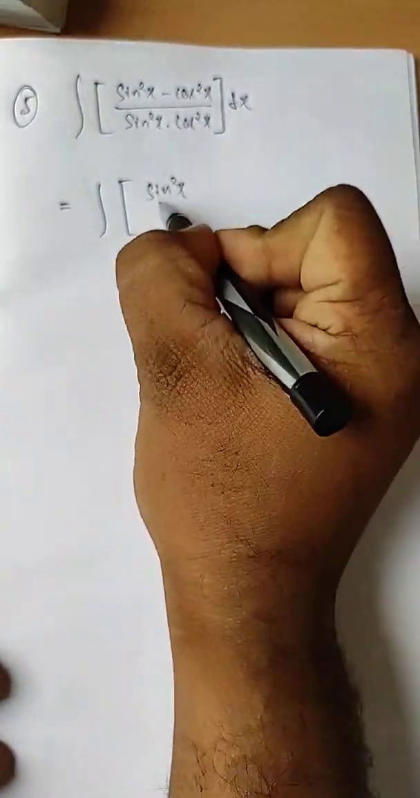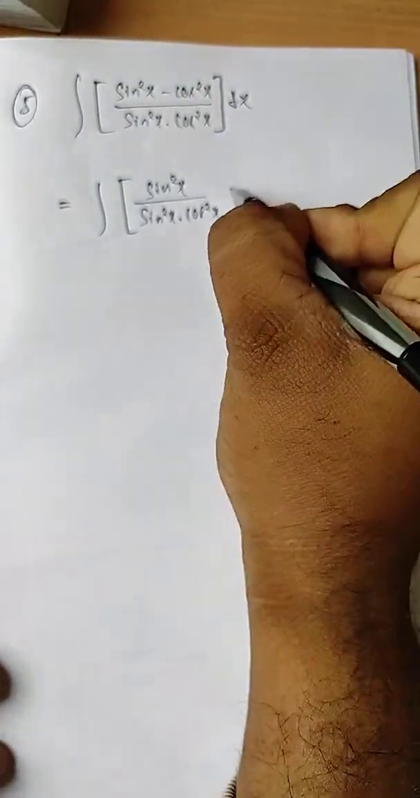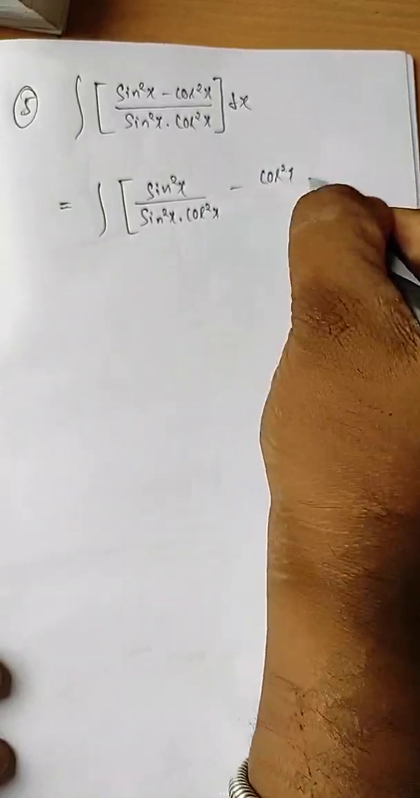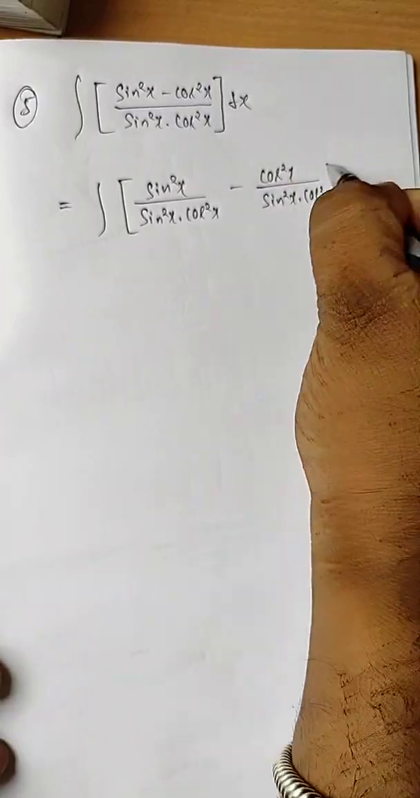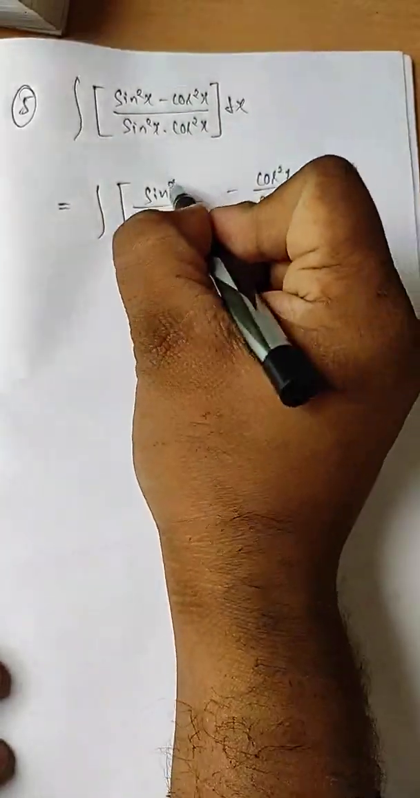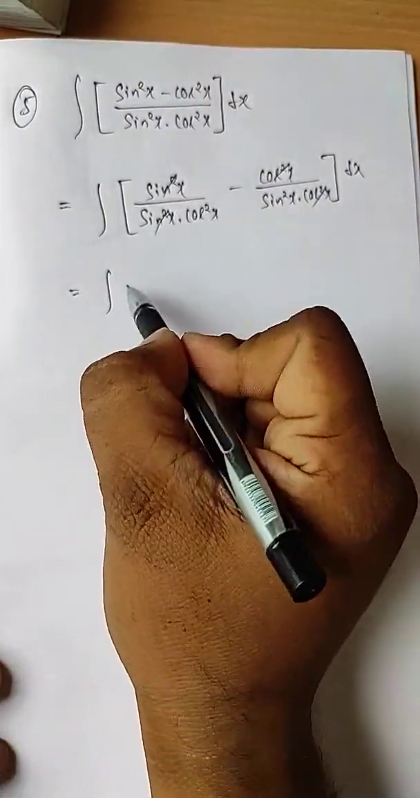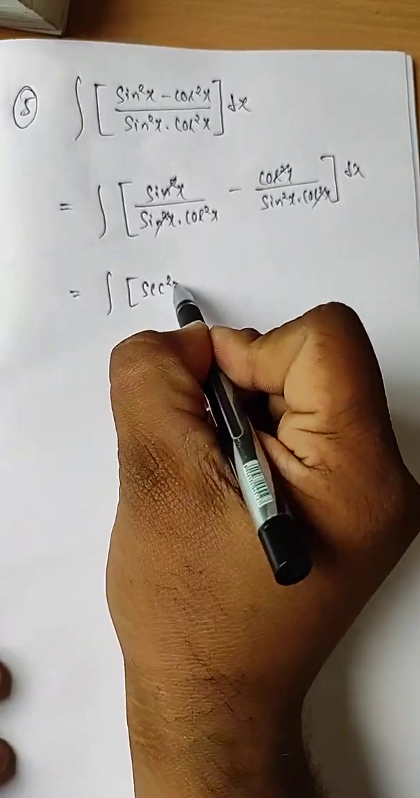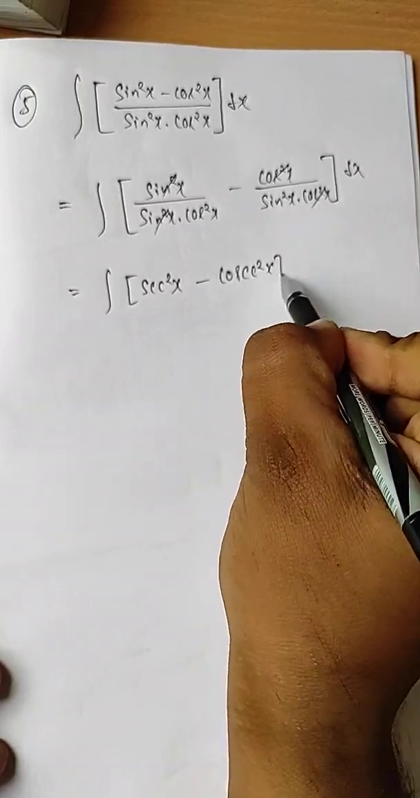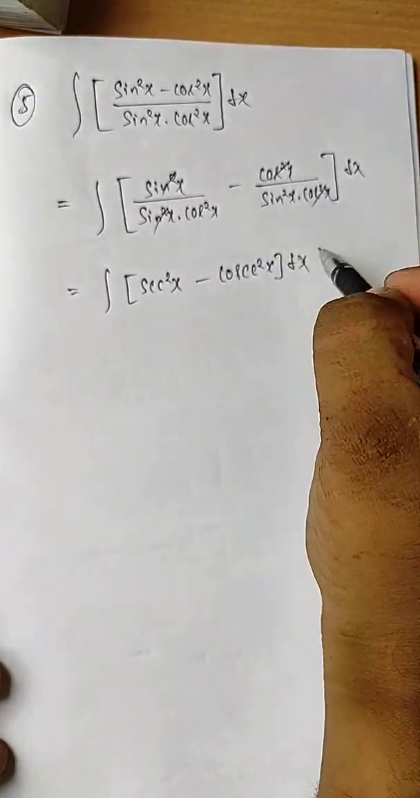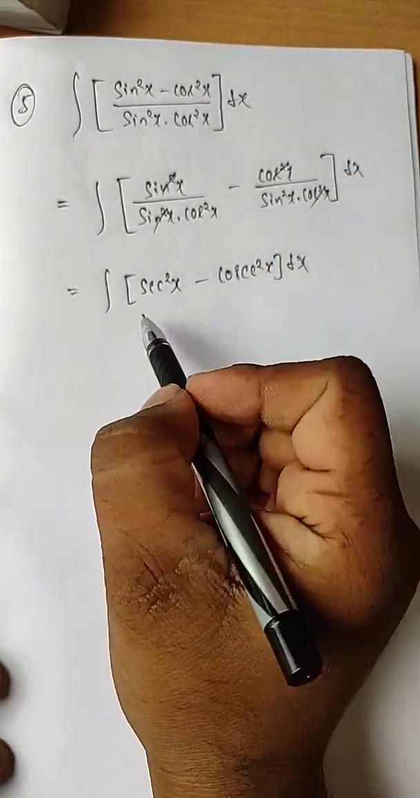sin square x by sin square x into cos square x, minus cos square x by sin square x into cos square x, into dx. Here sin square x cancels, cos square x cancels, so this is equal to integration of 1 by cos square x is secant square x, minus 1 by sin square x is cosecant square x, into dx. Is it clear? We already know that 1 by cos square x is secant square x, 1 by sin square x is cosecant square x.